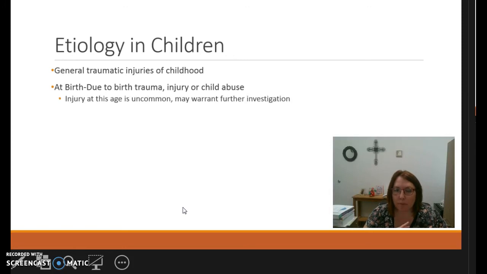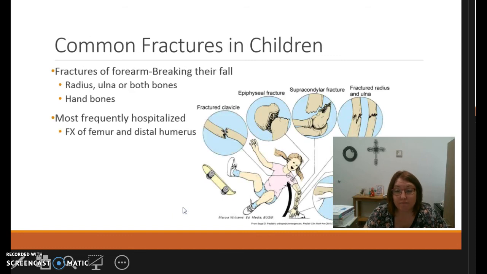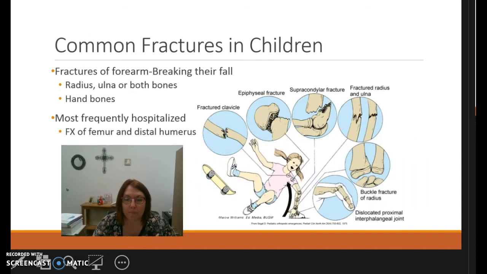I want to touch a little bit on the etiology in children. Generally, if children have bone fractures, it's from a traumatic injury. I was listening to a video earlier that talked about how, if it happens to be in the legs, sometimes they'll start looking at parents for child abuse, because in most cases, and I'm going to show you a picture on the next slide, you'll see where most of the fractures occur in children. At birth, it's due to trauma, injury, or child abuse, as I said before. Injury at this age is usually uncommon. That's why it's important that they investigate further. Common fractures in children usually involve the forearm.